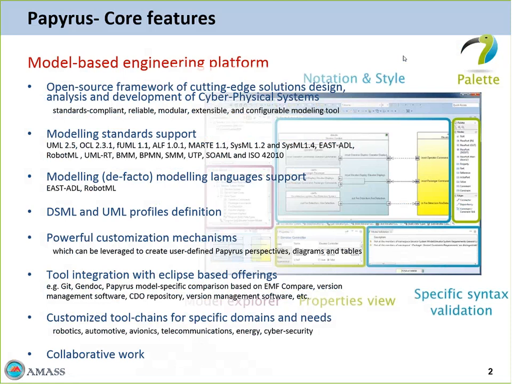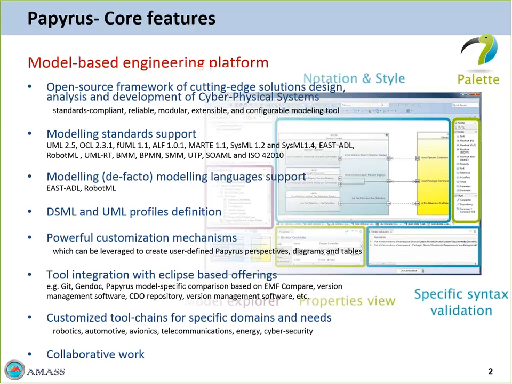Papyrus is a model-based tool integrated in Eclipse, and has the goal to support all the modeling standards that are proposed by the OMG group. So we base our modeling tool on UML 2.5, and we support all the very effective profiles that are made from UML, for example, MARTE. We also implement SysML 1.2 and 1.5, BPMN, the BMM that is related to BPMN, the testing profile from OMG, the SoaML profile, and so on.